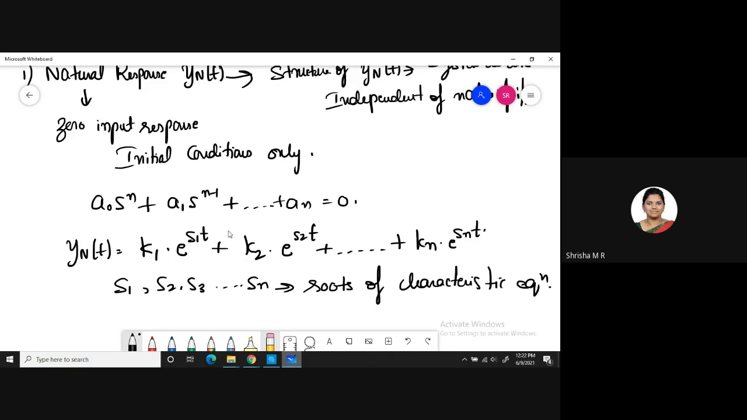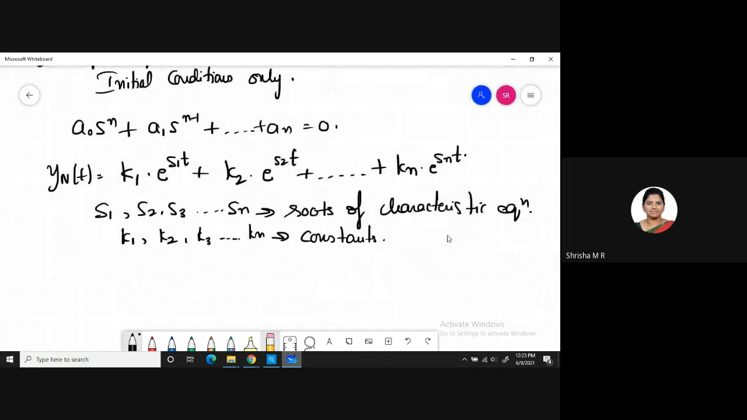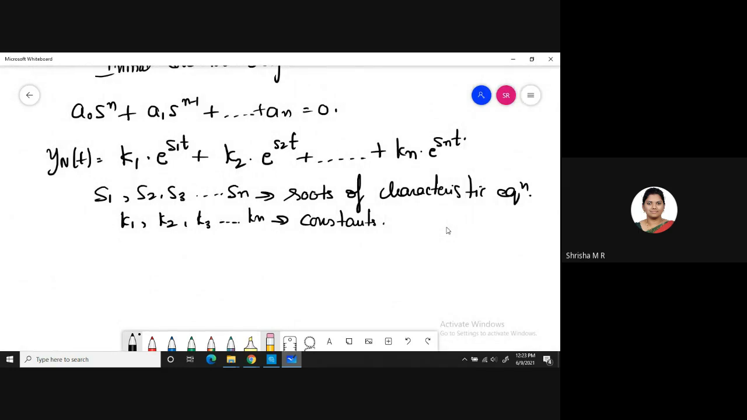Okay, so k1, k2, k3 up to kn are all constants. These are constants with respect to this equation, and they are determined making use of the initial conditions. So s1, s2, s3 are the roots of the characteristic equation. If you solve the characteristic equation, you'll get s1, s2, s3 and so on. K1, K2, K3 and so on you have to determine by making use of the initial conditions, which will be given in the question. Okay. So that is about this.